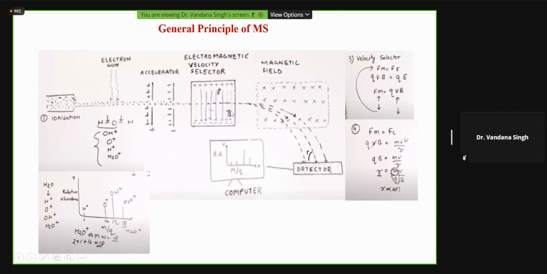Generally the ratio of analyte to matrix is around 1 to 1000, where the matrix concentration is 1000 and our analyte concentration is 1. In this way we will get the molecular ions, and these molecular ions are then analyzed in the same way. They will get fragmented into fragment ions, and then they are analyzed. Generally this MALDI ionizer is attached with the TOF analyzer, that is the time of flight analyzer.